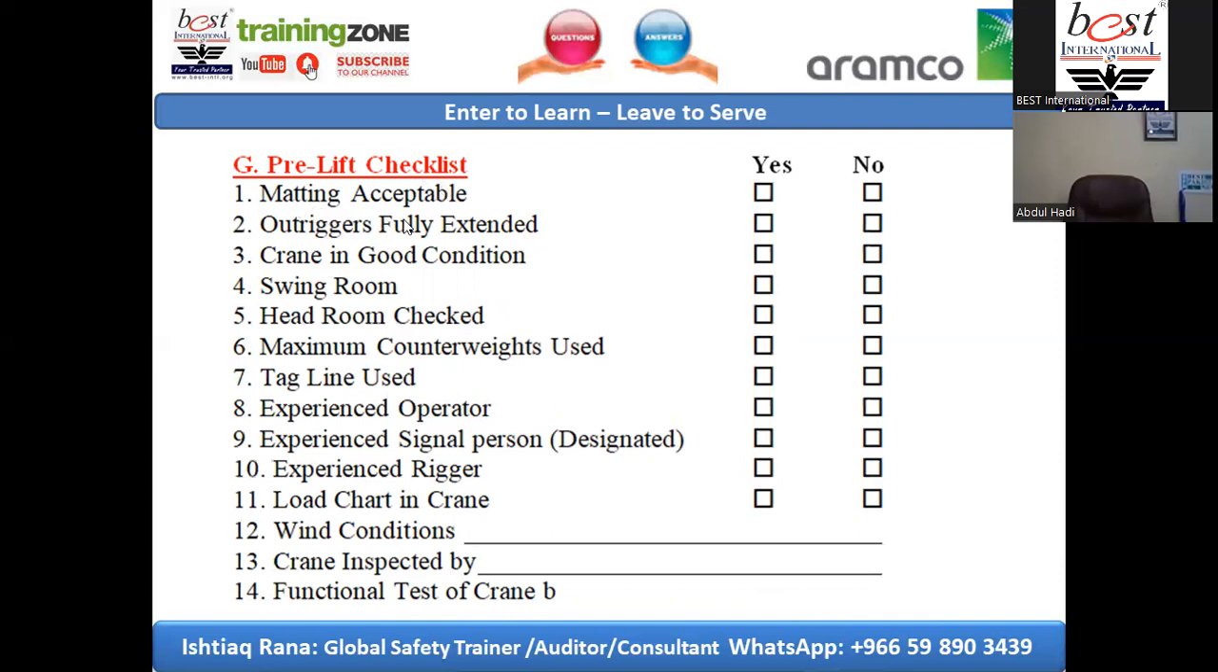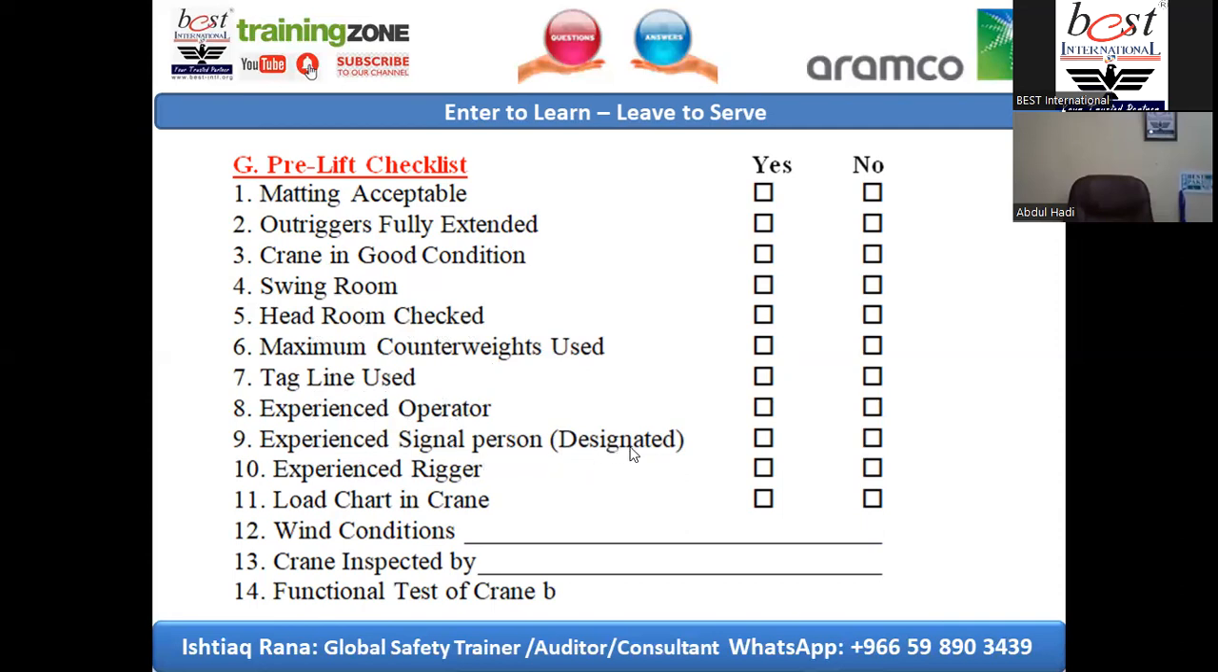Another portion, G, is the pre-lift checklist. Make sure you note whether the matting is acceptable, yes or no. Outriggers fully extended. Any no, be more careful, and you have to take some actions. Crane in good condition. If it is not in good condition, of course you have to tick no. So you might need to change the crane, or make sure it meets the safety requirements. Swing room is checked. Headroom is checked. Maximum counterweight used. Tagline used, and also experienced operator, that means trained, certified, and competent enough.